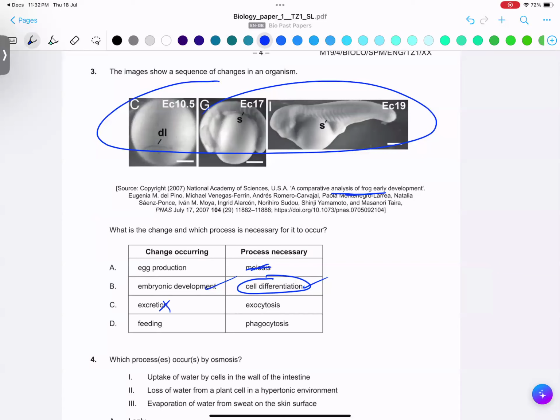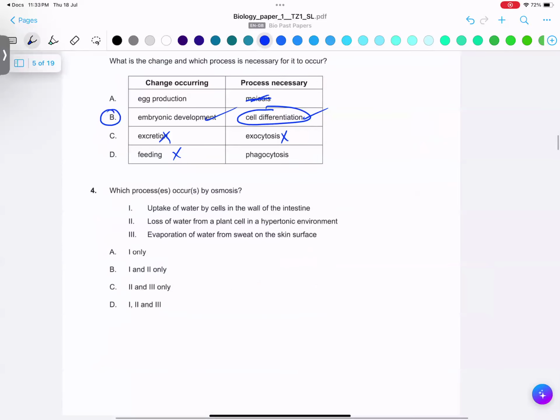So this is definitely not excretion. And exocytosis, no, because exocytosis is basically a process where it comes to transportation. This has nothing to do with transportation of molecules or whatnot. So no. Feeding, no. So we don't even have to talk about phagocytosis because feeding is wrong. So our only correct answer is B. This is an easy question. It's not a difficult question.